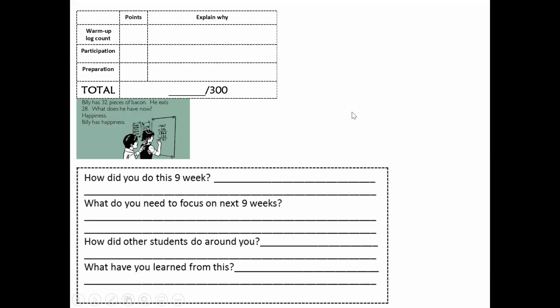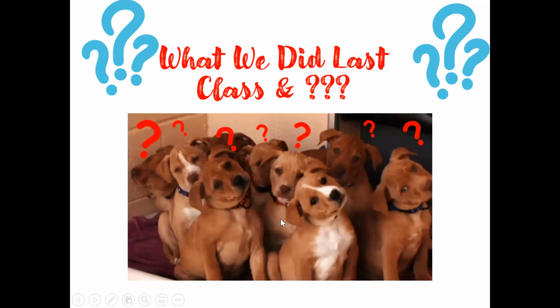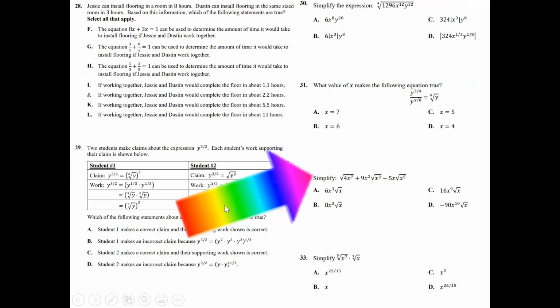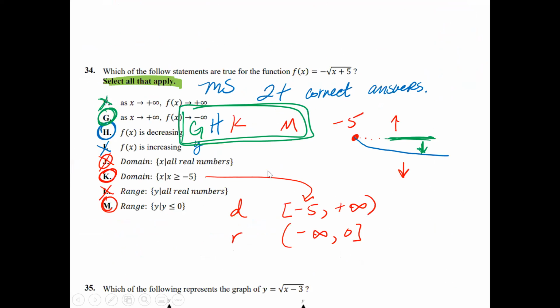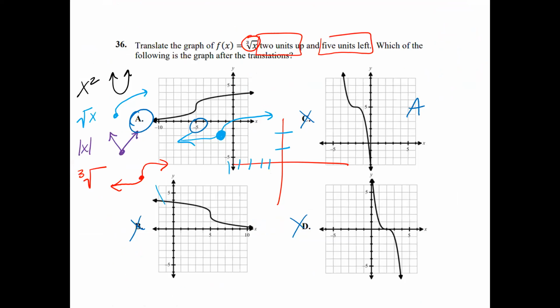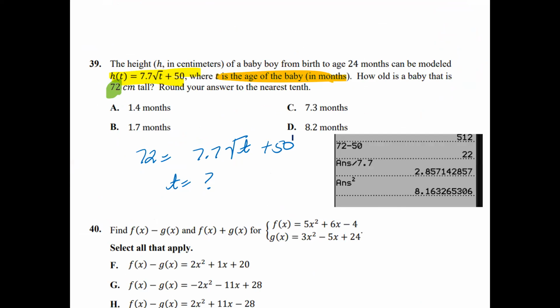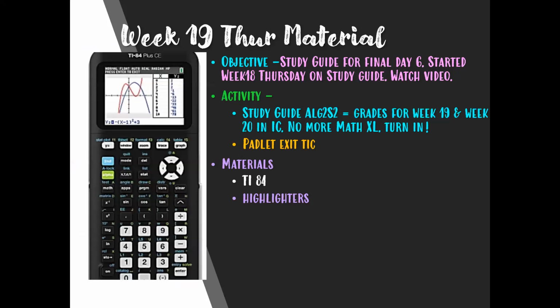All right, so let's just jump right in. If you were not here last class, we continued on with your study guide for your instructional material. We started at question number 32, and we ended at question number 40. If you missed that video, make sure you watch it on week 19 Wednesday for the 10 questions that we covered. So now we're going to go on to week 19 Thursday.